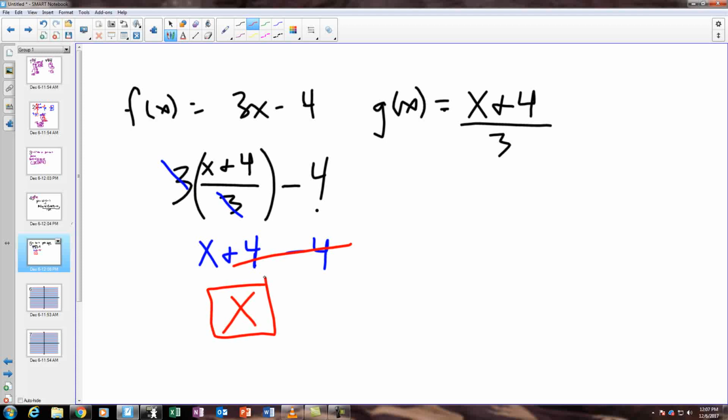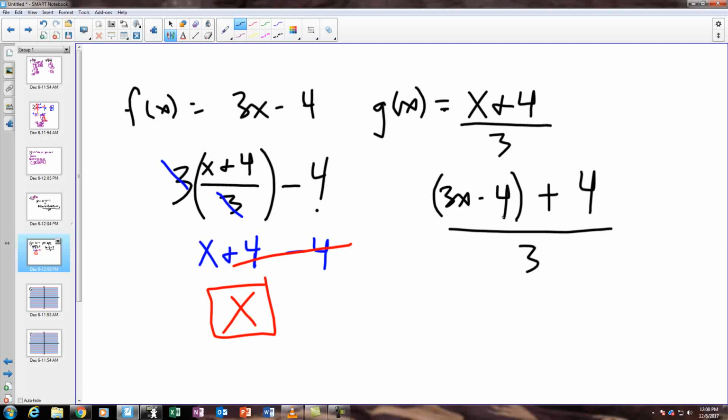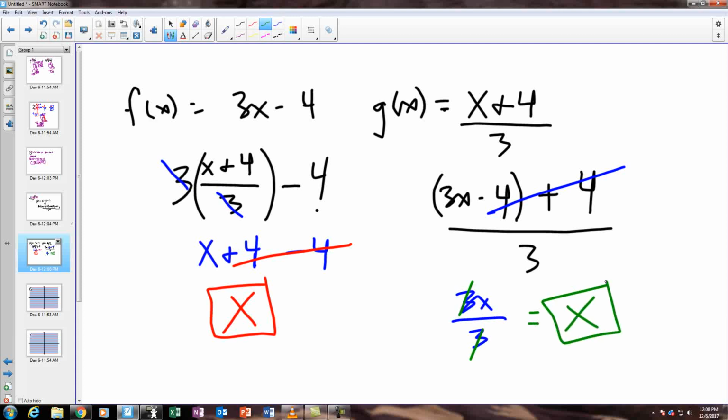That's the goal. To prove it, I want to show it both ways. Over here, it would be something plus 4 all divided by 3. Well, the something is the other equation, 3x minus 4. Here we would see that the minus 4 and plus 4 would cancel, leaving me with 3x over 3, which we know the 3's would cancel, leaving us with just x. And so doing that, we're able to finish that part.